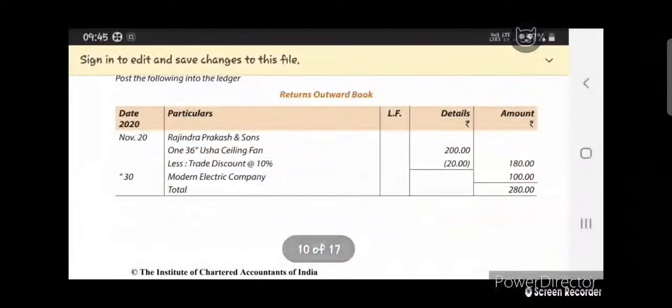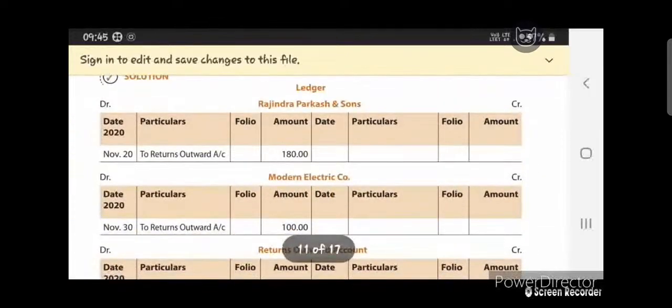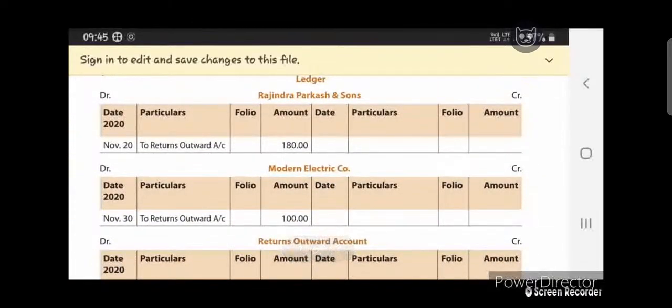For example, on November 20th, Rajendra Prakash and Sons, 136 Usha ceiling fan, trade discount is 10%. So the amount is 200, and 10% is 20 rupees less, so 180. And Modern Electric Company, 100 rupees, so totally 280 rupees is the amount you have to return outward. Like that you have to make the ledger.